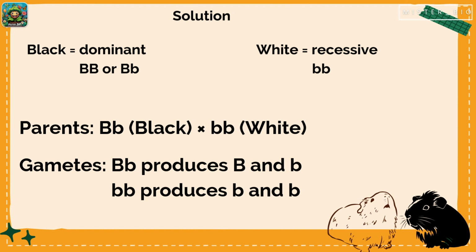Now, let's think about the gametes each parent will produce. The heterozygous black guinea pig can produce two types of gametes: one uppercase B for dominant black fur and one lowercase b for recessive white fur. While the white guinea pig, the homozygous recessive, can only produce the lowercase b gamete.